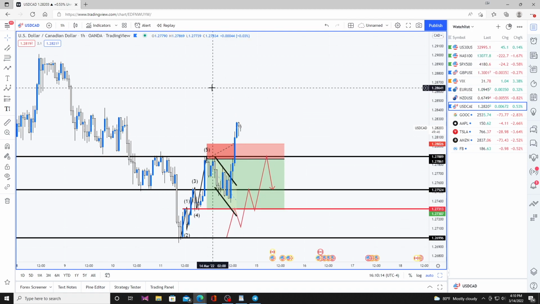But with that being said, guys, I hope this helps you out a lot in determining what time frames you want to use and what type of trader you want to be.